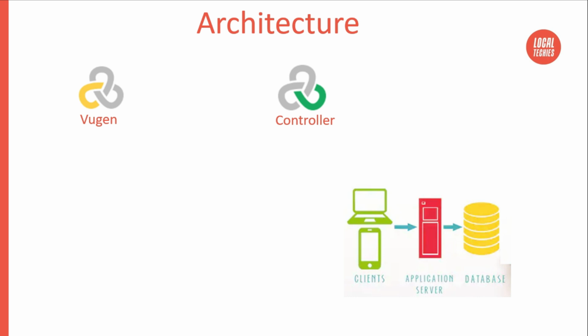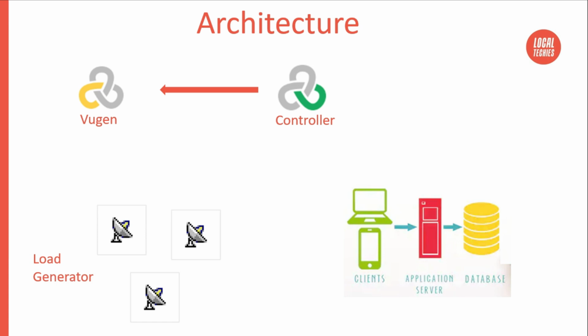Now comes my LoadRunner agents. All these 1,000 users, where are they simulated from? They are generated from these load generators. The controller orders or instructs the load generators to simulate this particular number of users into my application, and this is how my execution takes place.